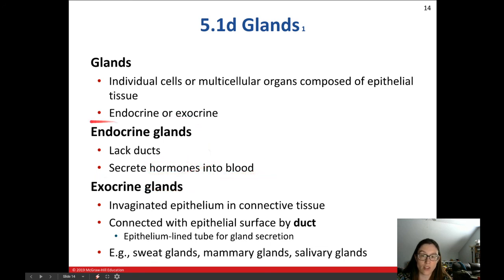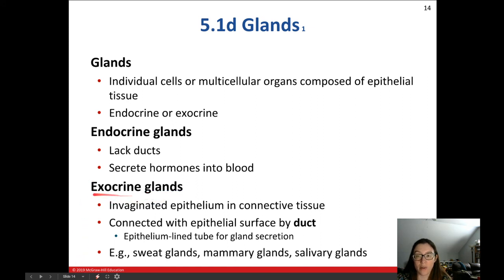So endocrine glands, just remember that they secrete hormones into the blood. They don't have ducts. And we'll talk a lot more about these endocrine glands when we get to 169. Although we will mention some hormones in 168, so it's good to know a little bit about them. Now, in this chapter and the next chapter, we'll talk a lot about exocrine glands.